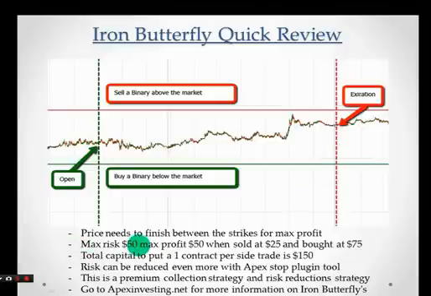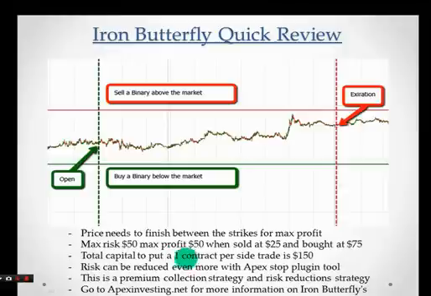Your max risk on this trade is $50. Your maximum profit on this trade is $50. That's when you sell the top one for $25 and you buy the bottom one for $75. This is doing one contract per side. You can do more contracts as you get going with this and increase your profits.